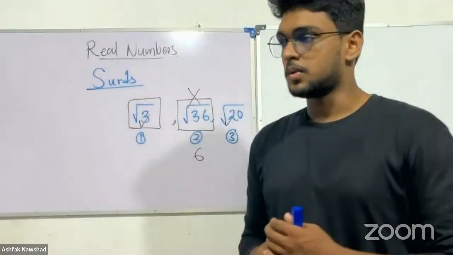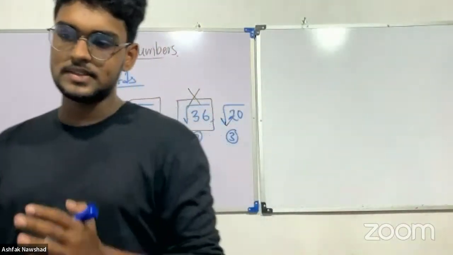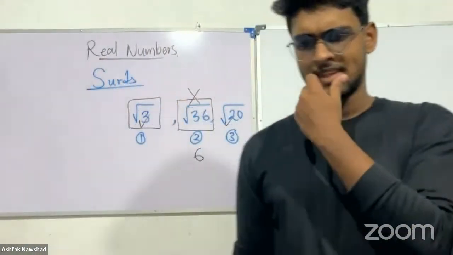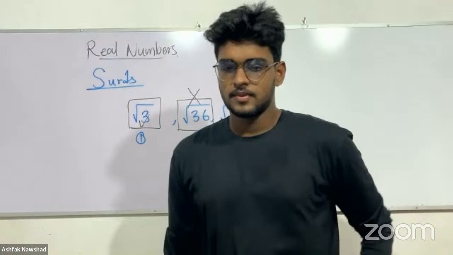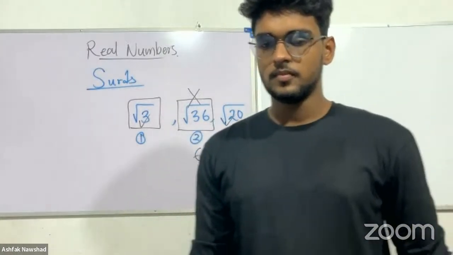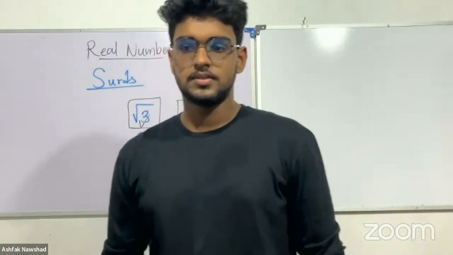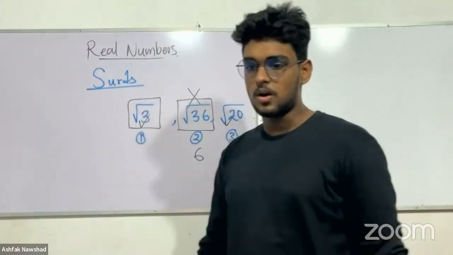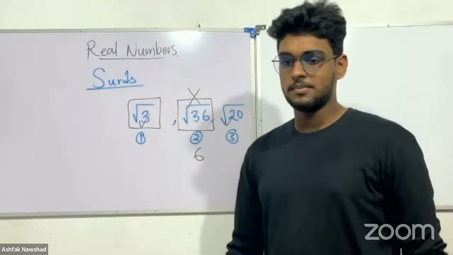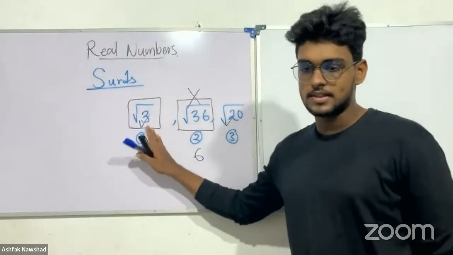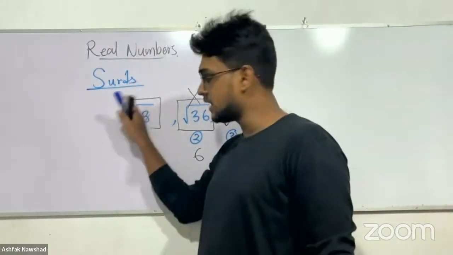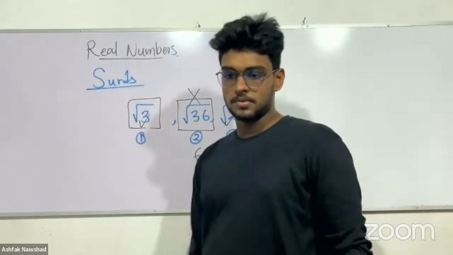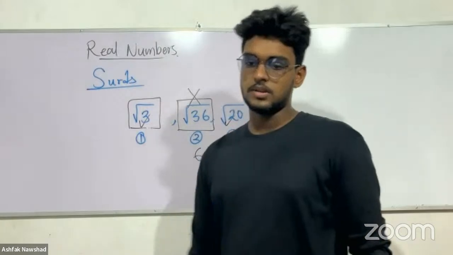I'll ask you another question. Are surds rational or irrational? Of course, surds are irrational. That's why we represent them as the square root. We do not decimalize them. We only keep it that way. This is the final way of representing the square root of an imperfect square. That's why they are called surds.